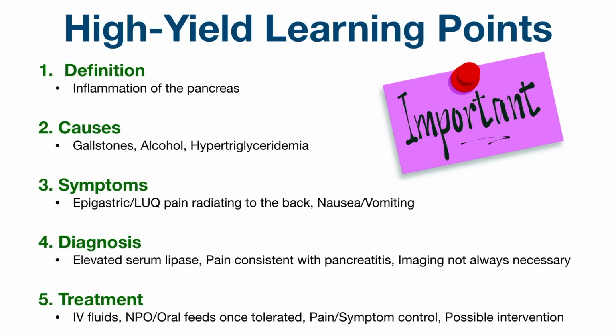Let's wrap it up with the high-yield buzzwords and learning points to know about pancreatitis. Remember, on exams, a question about pancreatitis will usually have a patient with a history of gallstones, alcohol use, or high triglyceride levels, and they're typically going to present with epigastric or left upper quadrant abdominal pain radiating into the back. Hit pause in the video to review the main learning points.